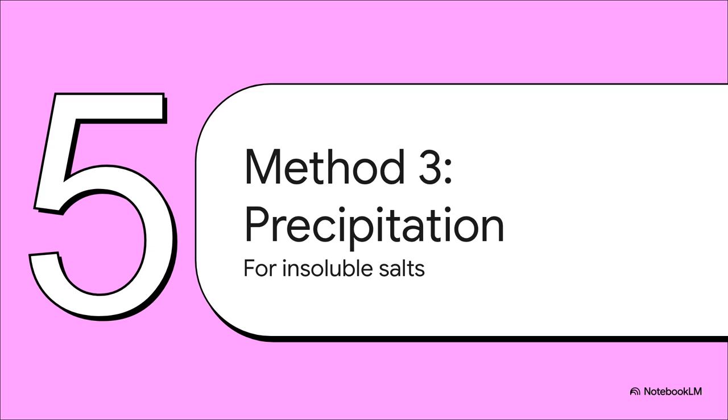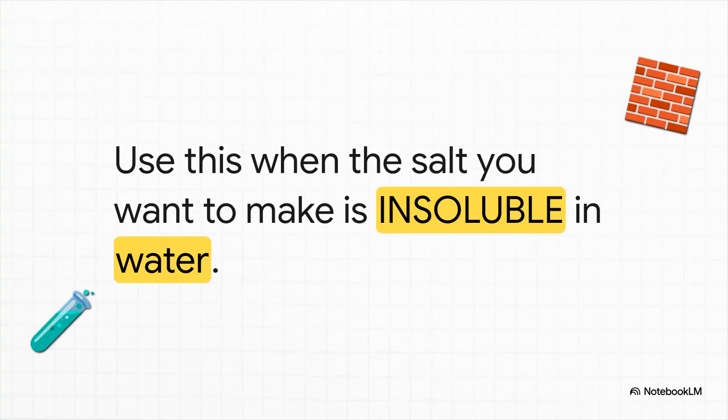But what if, when you ask that first big question, the answer was no? What if the salt you want is insoluble? Well then, my friend, we turn to our third and final method, which honestly feels a bit like a magic trick. The rule here is as simple as it gets. If the salt you want to make is insoluble, meaning it doesn't dissolve in water, this is your method. It's called precipitation, and it is beautifully straightforward.